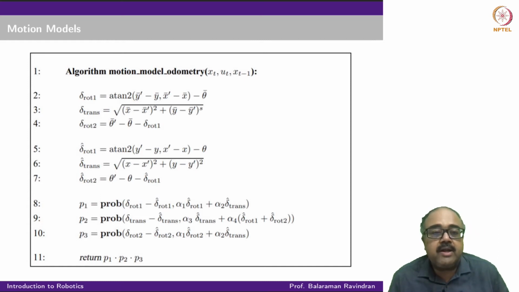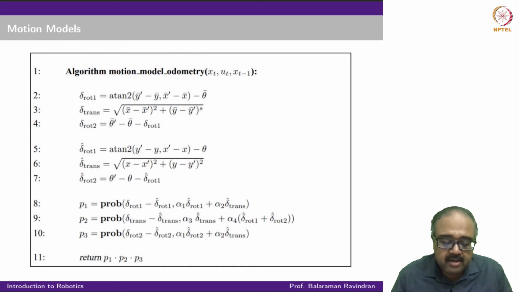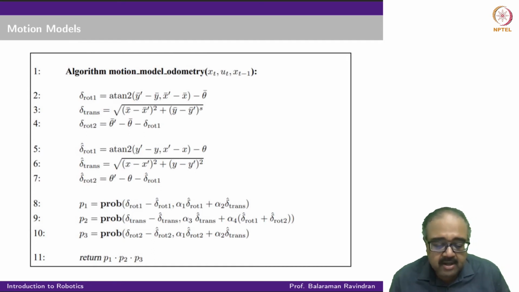Delta cap rot 1 is the same expression as delta rot 1, but computed on x prime, y prime, sorry. Here it is computed on x bar, y bar and x prime bar and y prime bar and theta bar, while in 5, 6, 7 I actually use the states given in xt and xt minus 1. Now, once I have done this, lines 8, 9 and 10 do exactly the same noise model that we had earlier.